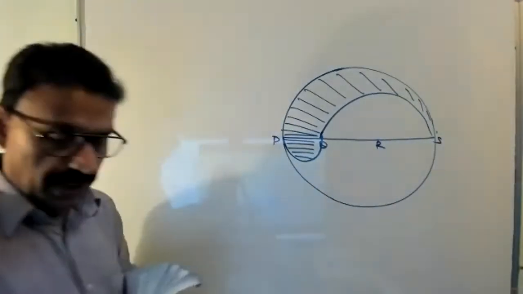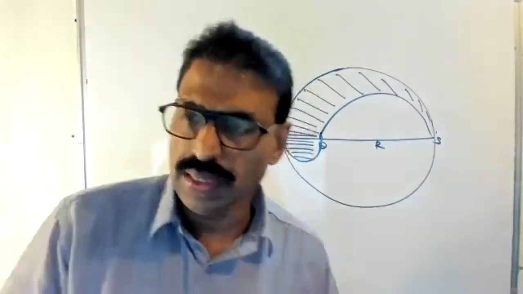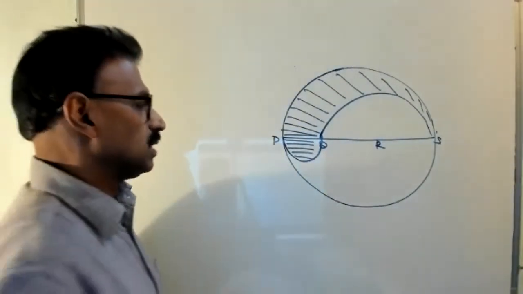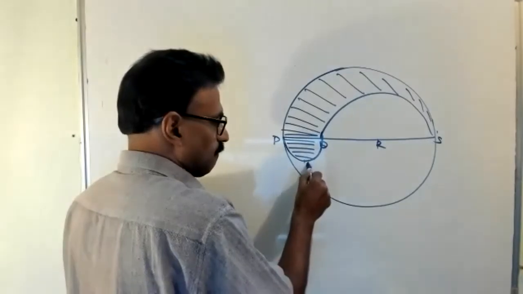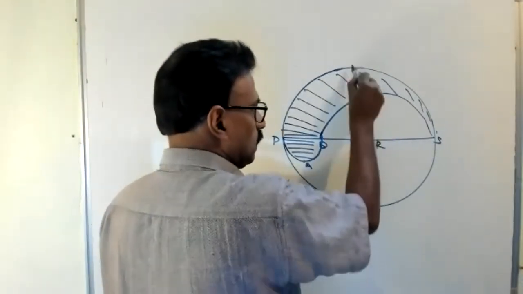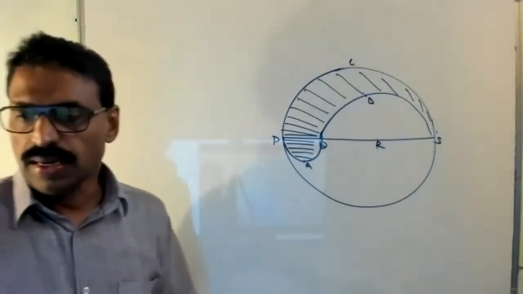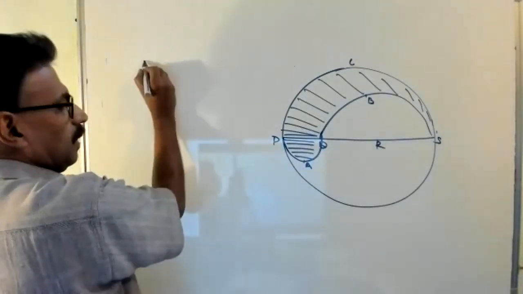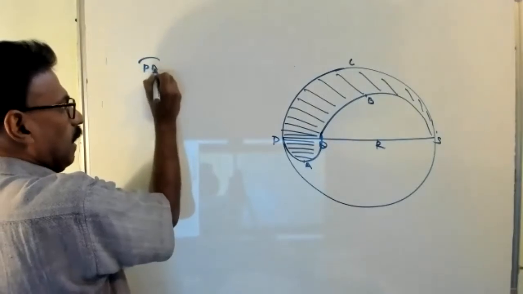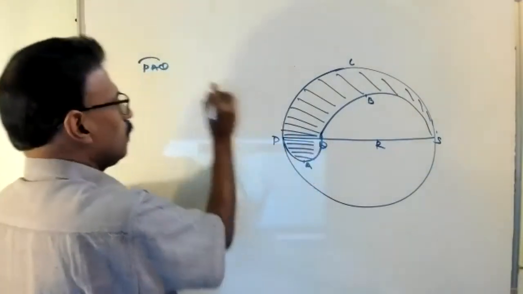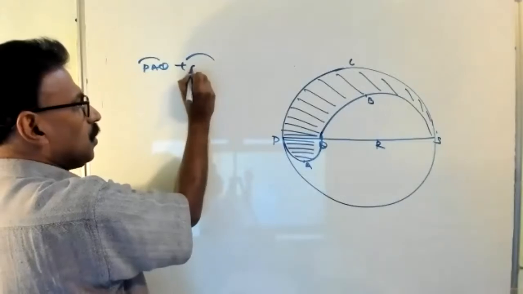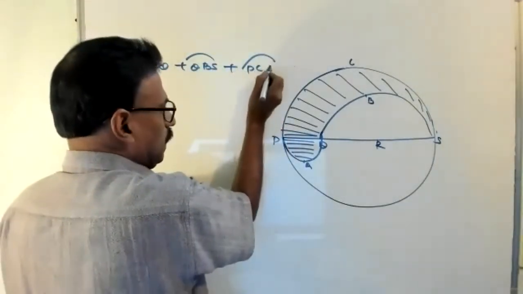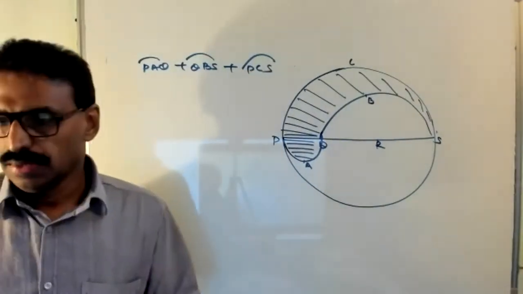You have to find out the perimeter and area. So I'm just calling these points A, B, C. Don't write now. Perimeter means what? Arc PAQ plus arc QBS plus arc PCS.